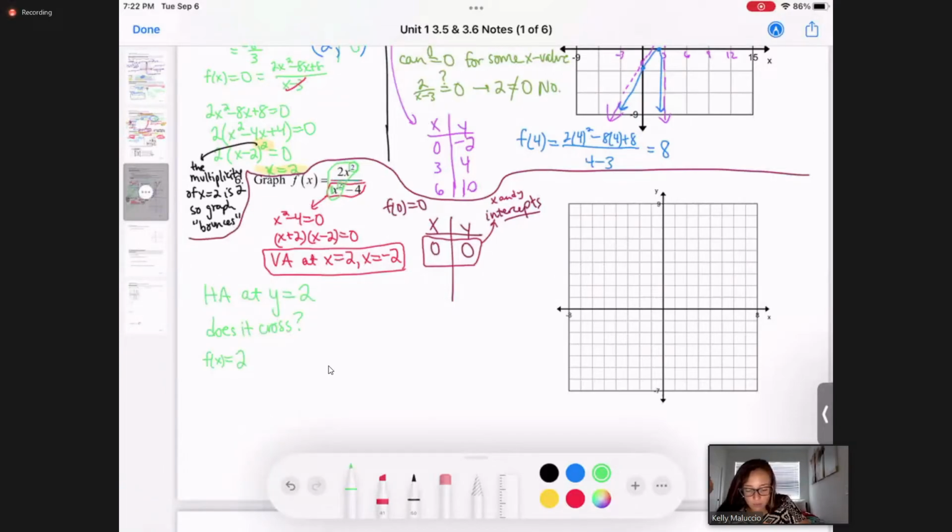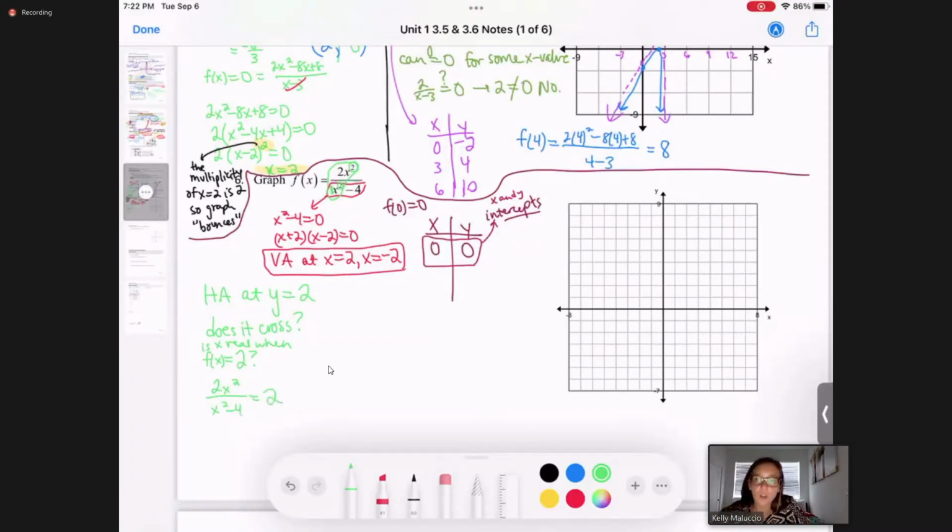Is x real when f of x equals 2? That's the question we're asking ourselves. So let's look at that. I have 2x squared over x squared minus 4 equals 2.